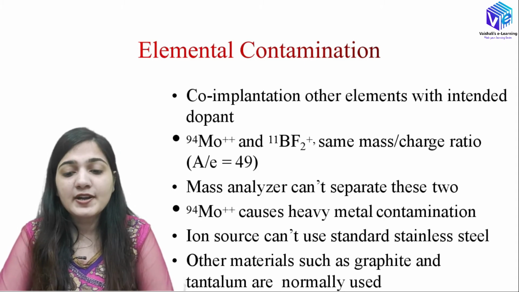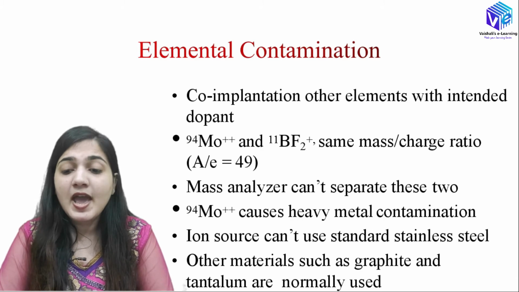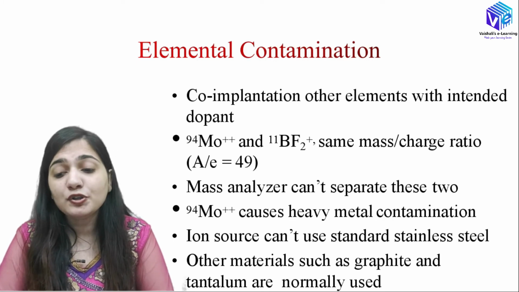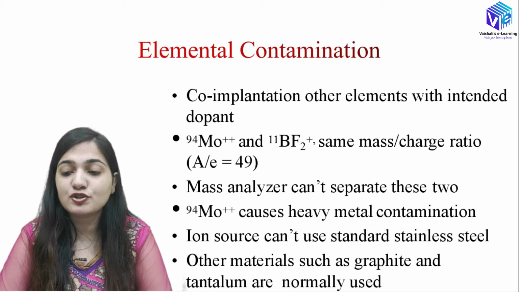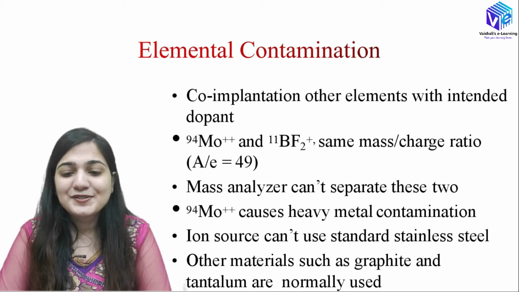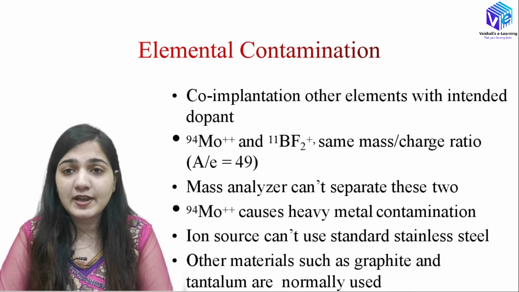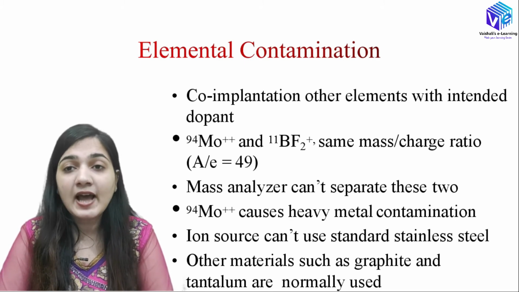How does this happen? For example, we have the 94 molybdenum ion. So we are taking the 2 positive molybdenum ion and I am taking the 11 BF2 positive ion. Now both of them will have the same mass to charge ratio, equal to 49. So it is very difficult with the help of a mass analyzer to separate both of them. I cannot separate them, so molybdenum is also going with the BF2 ion. That is undesirable. So I am having the contaminant inside the ion beam itself.